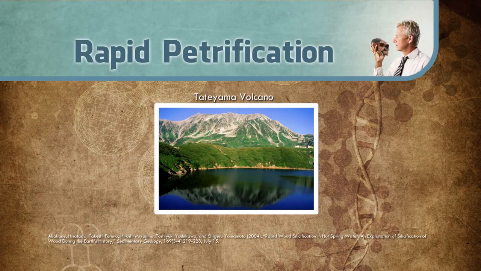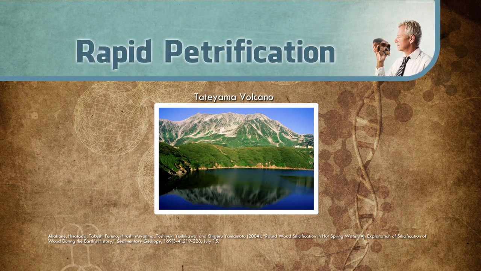For years, it's been assumed that the process of petrification is one that takes millions of years to complete. But more and more scientific evidence is coming to light which proves that the rate of petrification can be significantly altered by catastrophic events. For instance, in 2004, 5 Japanese scientists published their research on rapid petrification in the secular evolutionary journal Sedimentary Geology. They were studying mineral-rich acidic water from the explosion crater of the Tateyama volcano in central Japan, water which runs over the edge of the volcano as a waterfall.